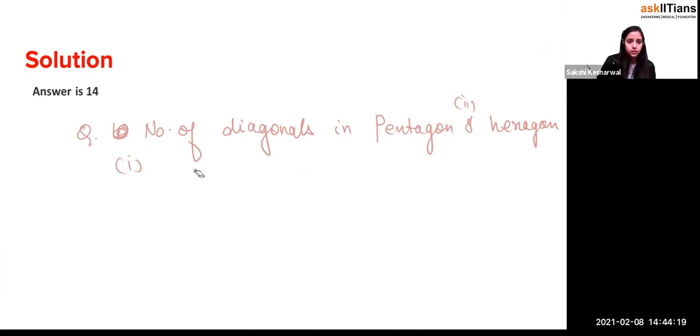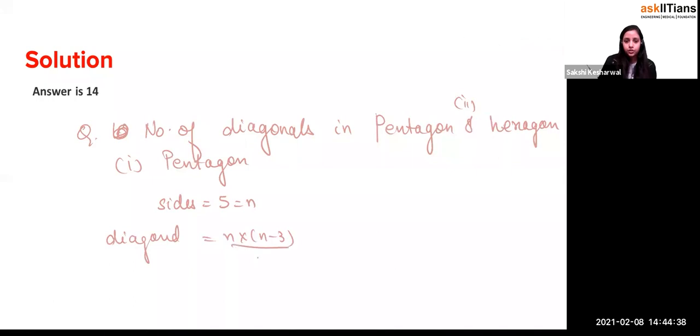Pentagon has 5 sides, which is equal to n. The formula is n into n minus 3 by 2. So this is equal to 5 into 5 minus 3 by 2, which is 5 into 2 divided by 2. The 2 cancels, so it has 5 diagonals. So we have already done it.